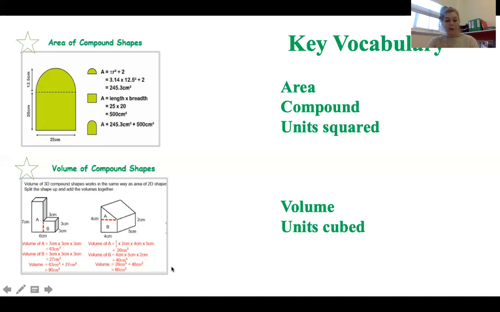So the skills that we need to master with these two topics, finding the area of compound shapes, and also when you are given the area, can you find any missing lengths as well? And then similarly, when you have the volume of compound shapes, being able to find the volume, and then if you are given the volume, you should be able to find any missing lengths as well.